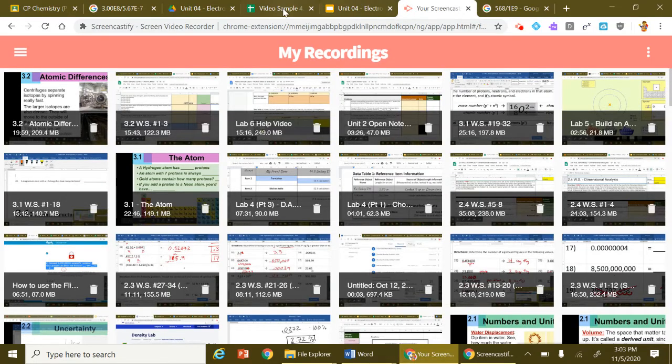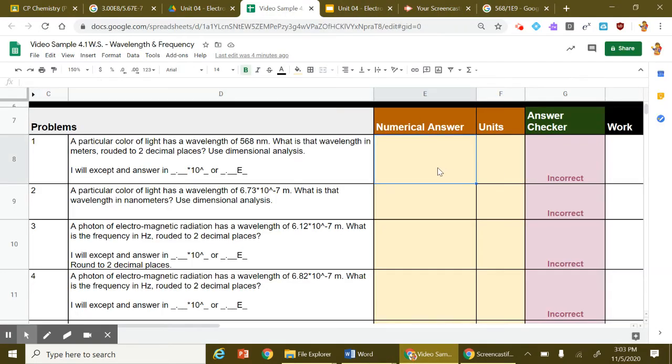So I'm going to go to my worksheet and enter that in: 5.68 times 10 to the negative 7th meters. Hey, that's correct. All right, great. On to the next one.